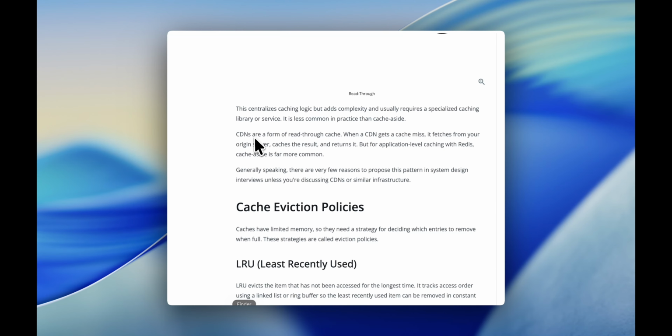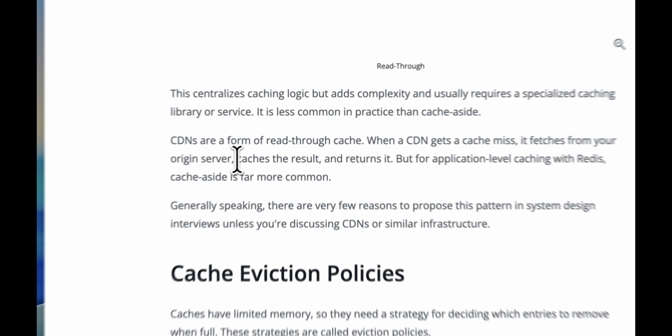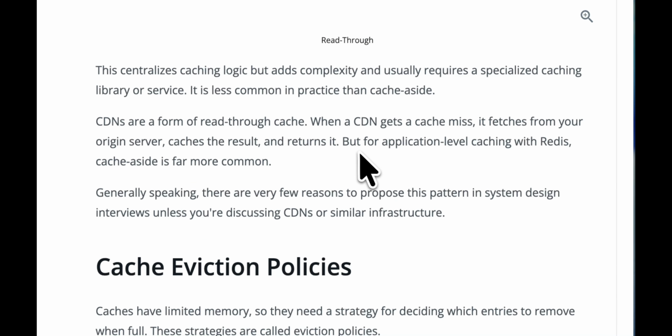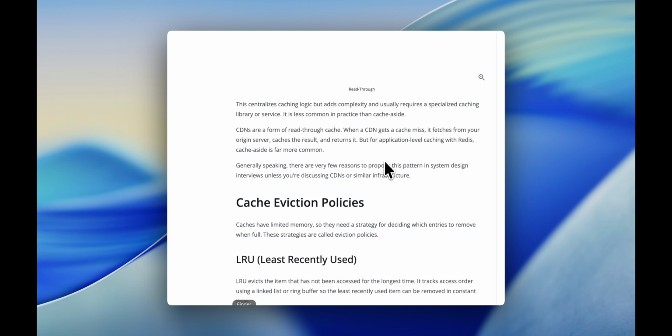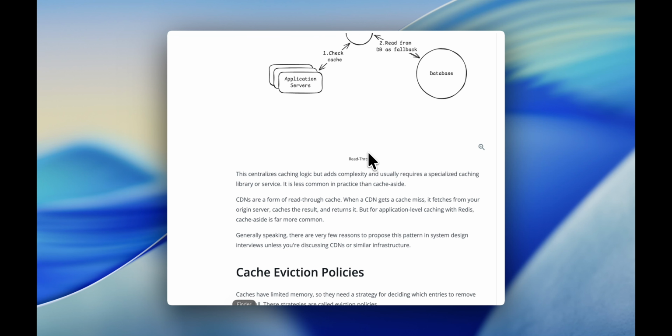Now, in this pattern, read through caching, CDNs can be used, because when the CDN gets a cache miss, it fetches from your origin server, caches the result, and returns it. But for application level caching with Redis, cache aside is far more common. So this is how it is used.